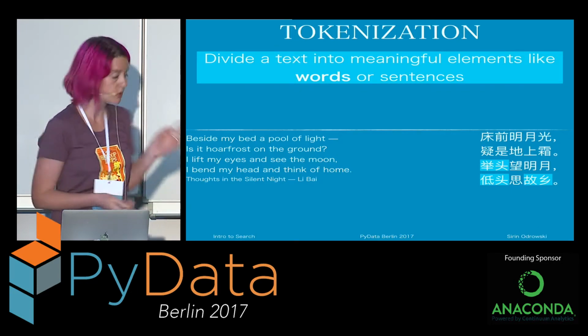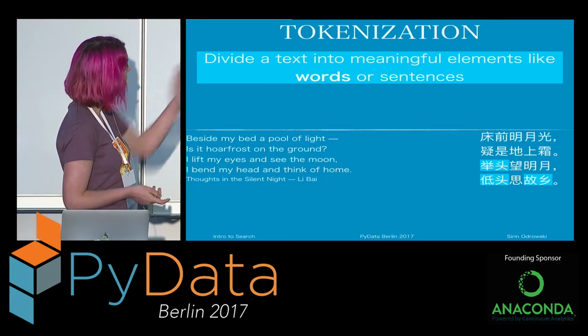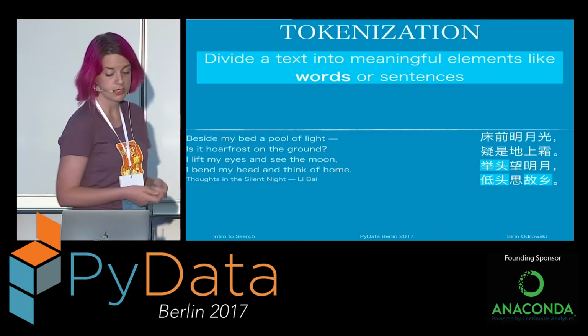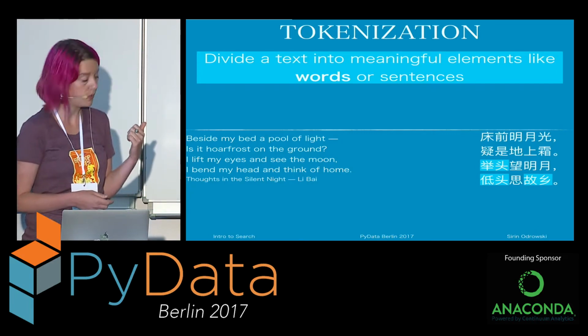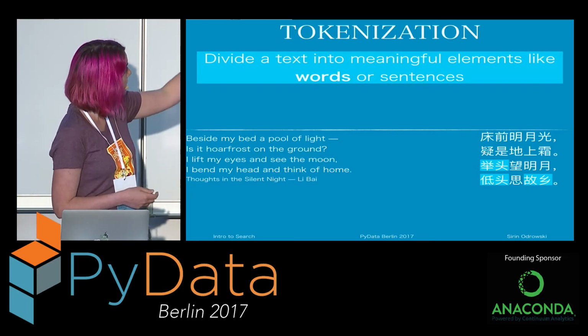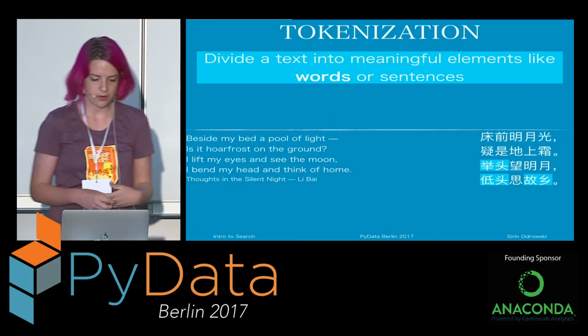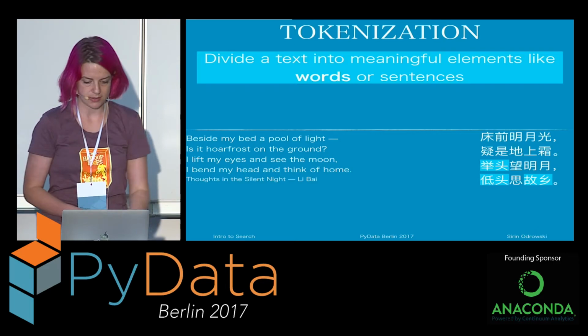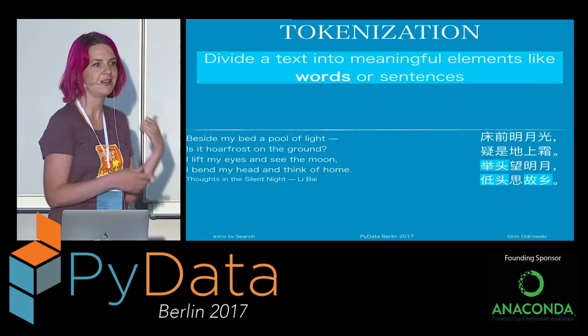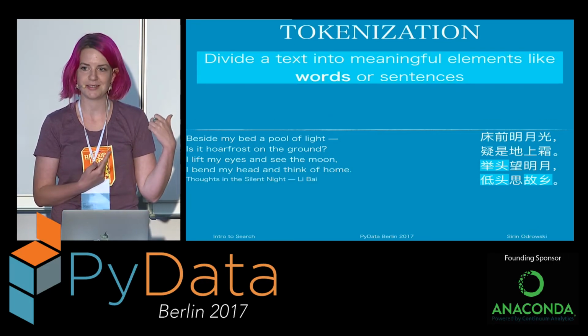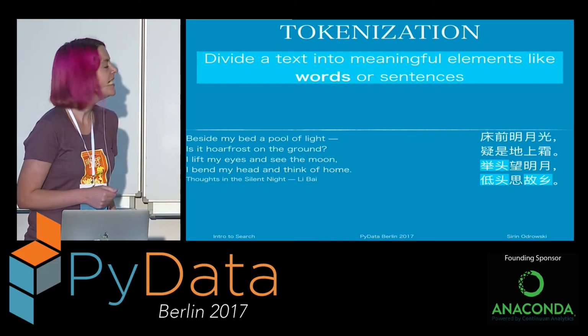So I do not speak Chinese, but this is apparently a famous Chinese poem, and I ran that through a tokenizer. And it told me that in some cases, two of the characters form a word together. So you cannot just assume that every character is a word. And if someone speaks Chinese, they can tell me if that's correct, what the tokenizer did, because I couldn't tell.